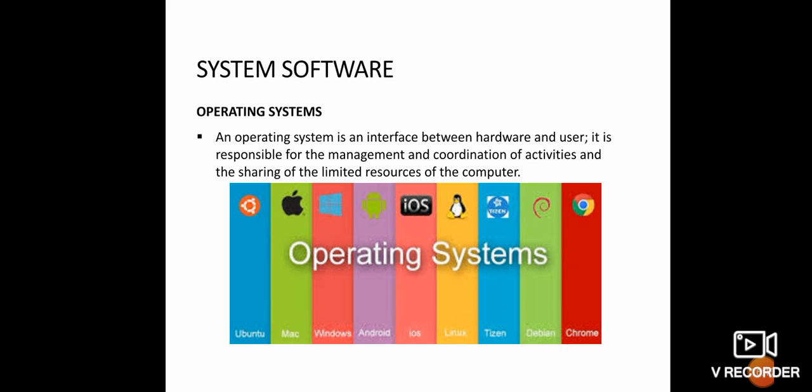Then you have the operating system. It acts as an interface. As I have told you, we need an intermediator in order to communicate with each other. Just like that, the operating system acts as an interface between the hardware and the user. It is responsible for management and coordination of activities and the sharing of the limited resources of a computer. We all use Windows, Ubuntu, Mac, and those are all operating systems used to run a computer.